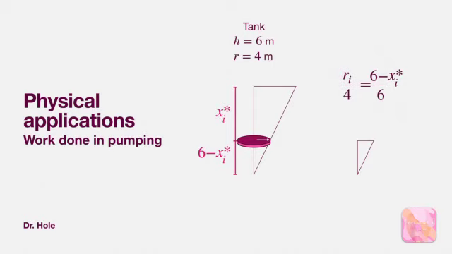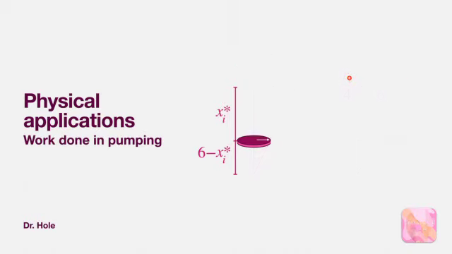So here are the similar triangles being applied, and we want to solve for r. Good. So with this expression of r, we can compute the area of this disk and then multiply by delta x to get the volume.